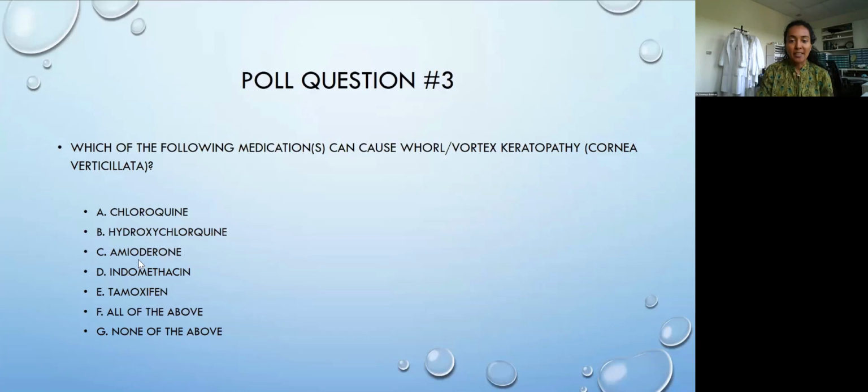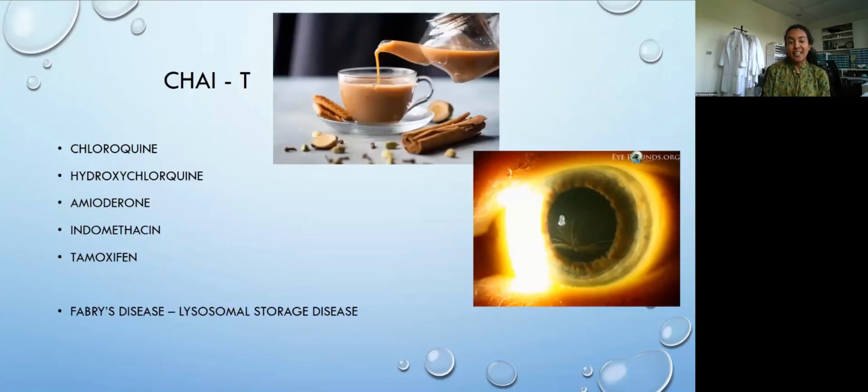Chai tea is a mnemonic, or CHATI, C-H-A-T-I, or chai tea. These are the drugs that cause vortex keratopathy. They include chloroquine, hydroxychloroquine, amiodarone, which we discussed before, indomethacin, and also tamoxifen. So these are all the drugs. Again, chai tea, if you remember that mnemonic, it can help you recognize which drugs can result in vortex keratopathy.